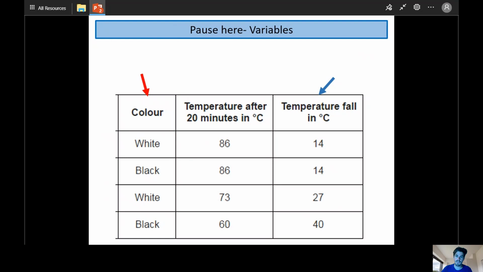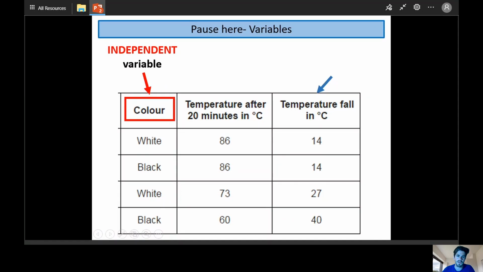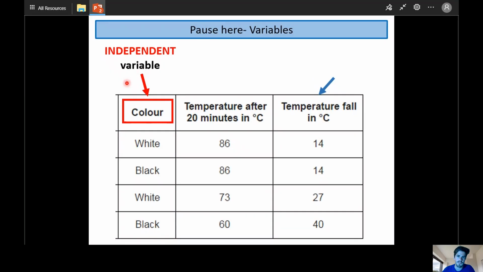Hopefully you remembered the independent variable should be coming up on the left. A little spoiler there, I left the arrow on the presentation, so that might have given it away. So the color here and the temperature would then be the dependent variable. So we've got temperature after 20 minutes, temperature fall.